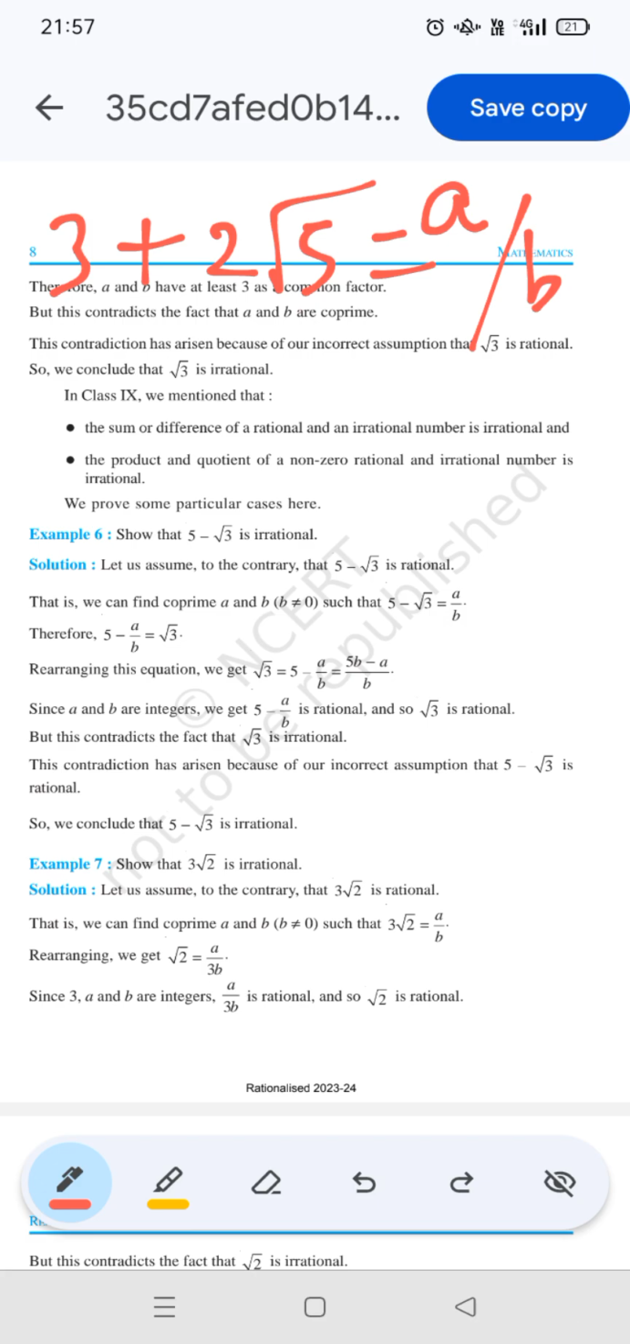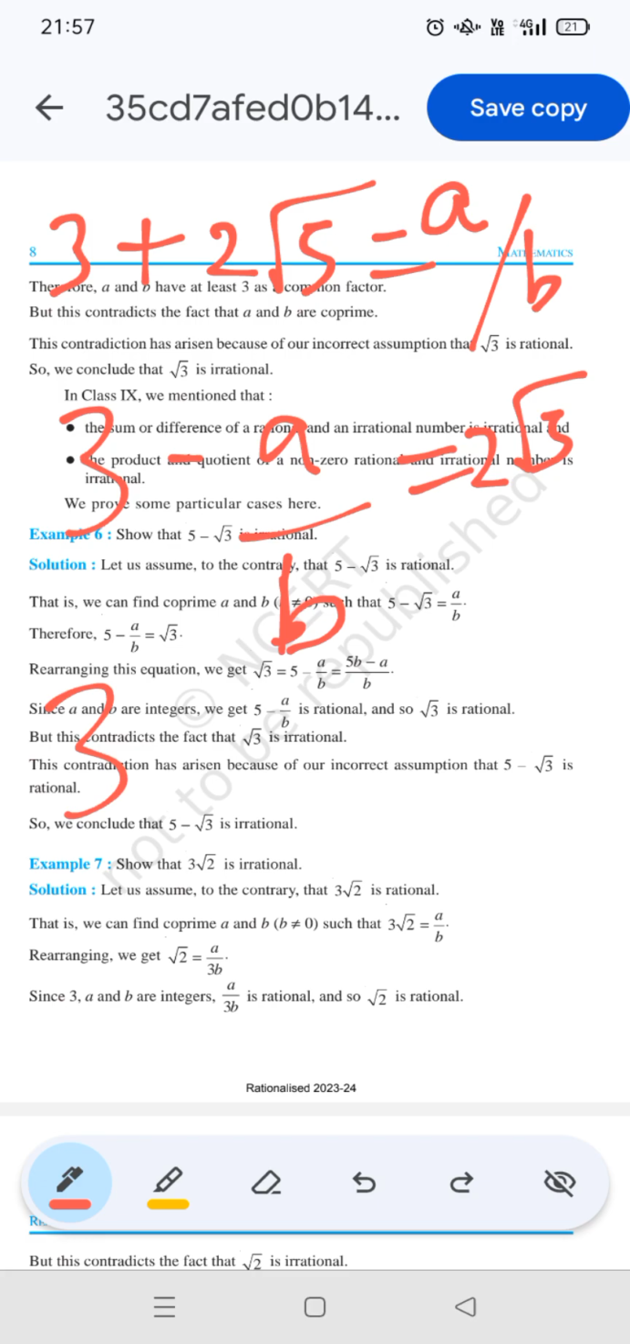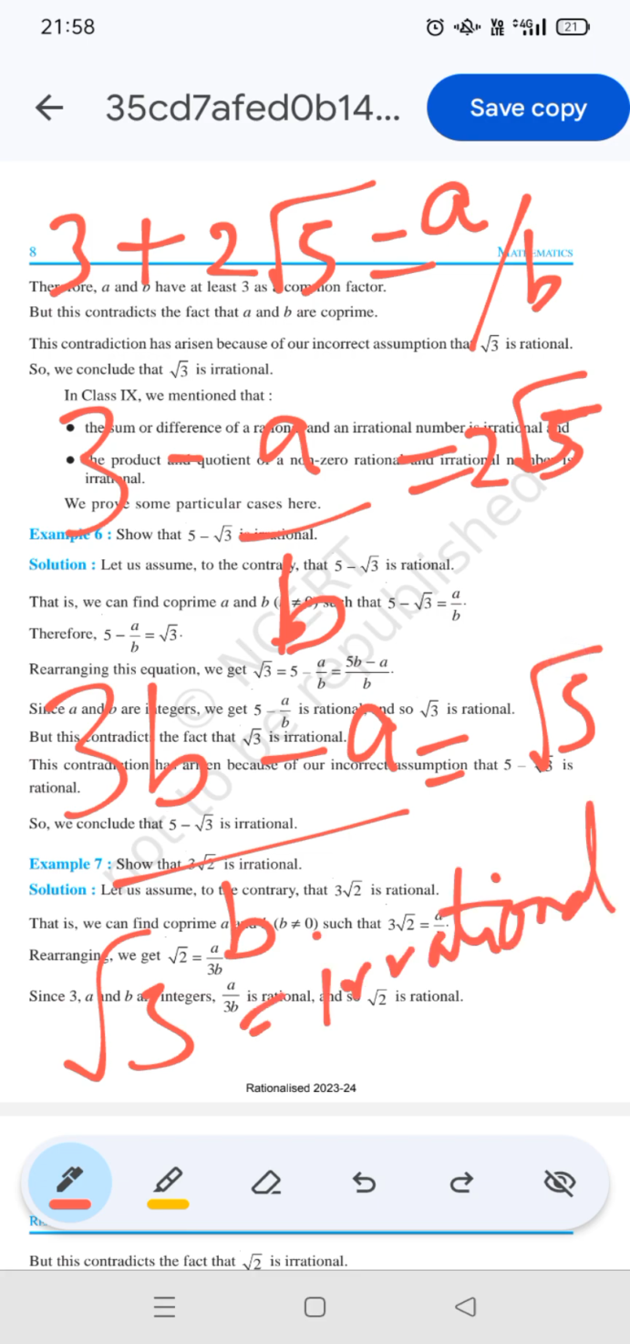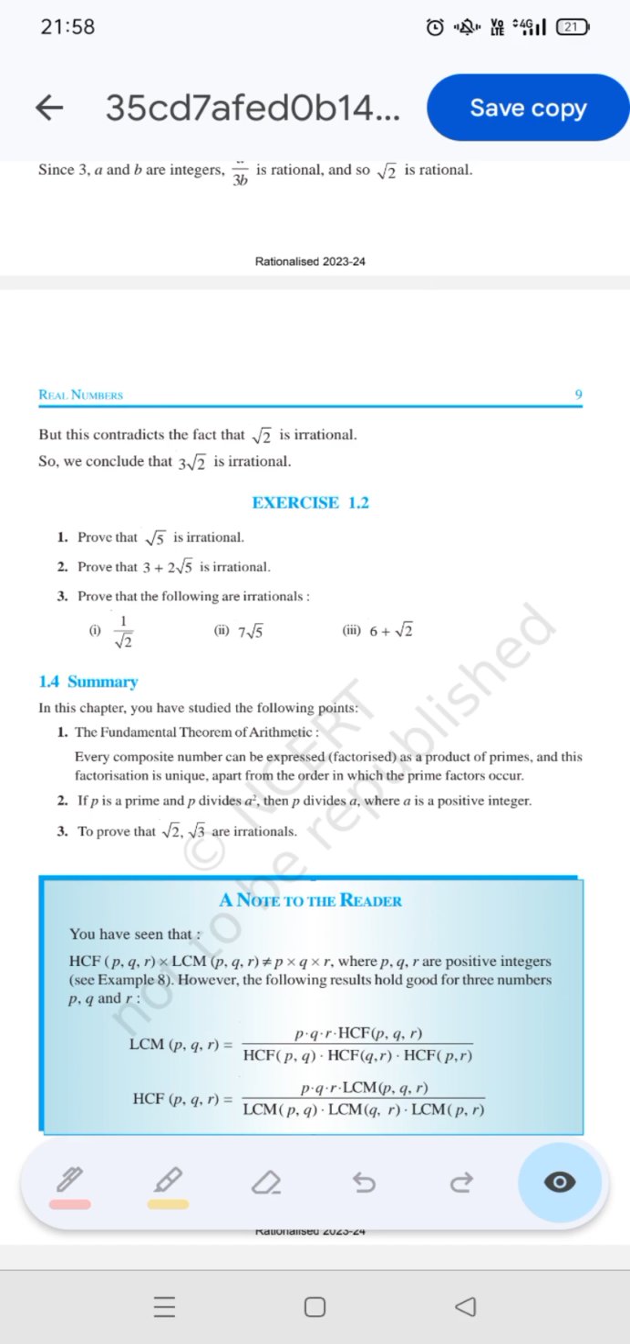So we can rewrite this as 3 minus a by b is equal to 2 root 5. So when we simplify them by cross multiplying, 3b minus a by b is equal to, sorry it is root 5 over here, is equal to 2 root 5. When we take this 2 over here, we get 5. We know that root 5 is irrational, so we can conclude that 3 plus 2 root 5 is irrational. Similarly, we can also prove for the third part, that is 1 by root 2 and 7 root 5 and 6 plus root 2.